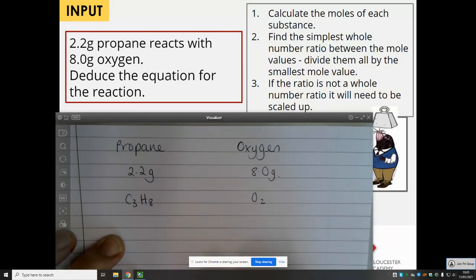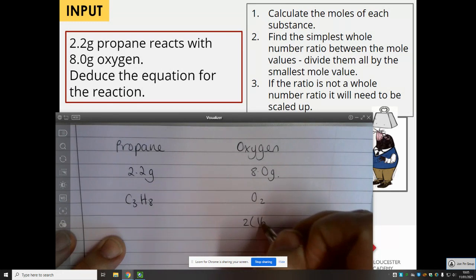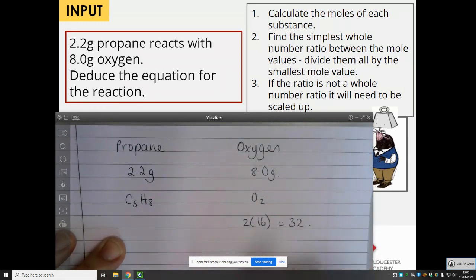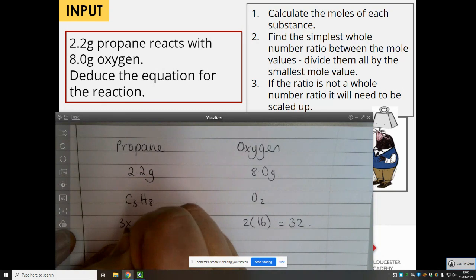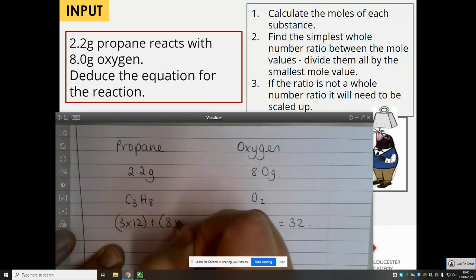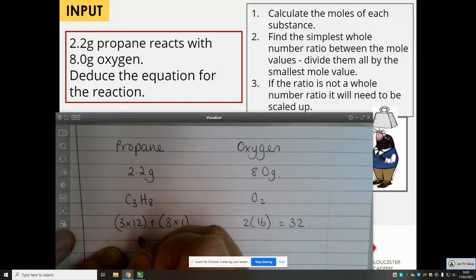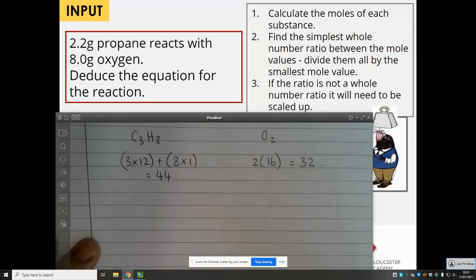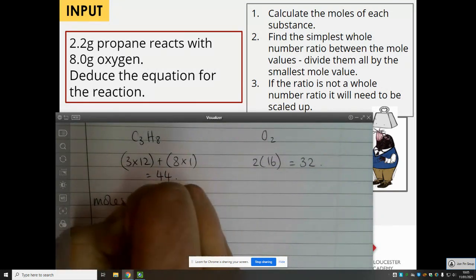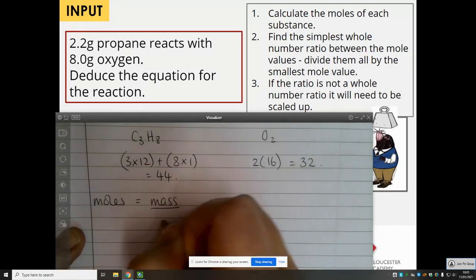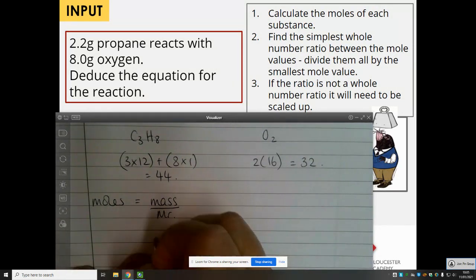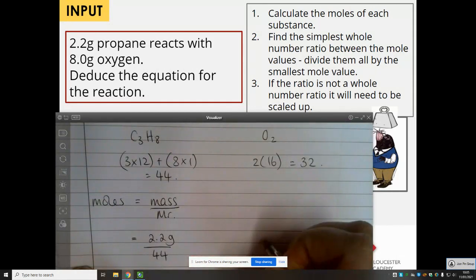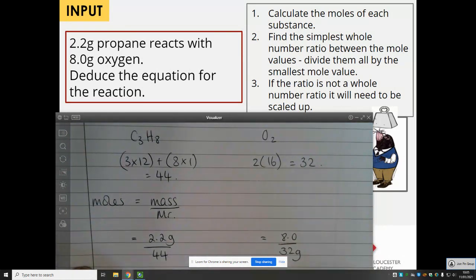So we need to work out the relative formula masses. So this one is easy because it's 2 times 16, which equals 32. Carbon is 12, so I've got 3 times 12 plus 8 times 1, which is hydrogen. 36 plus 8 equals 44. Moles equals mass over Mr. So the mass is 2.2 grams divided by 44, and I've got 8 divided by 32 grams.